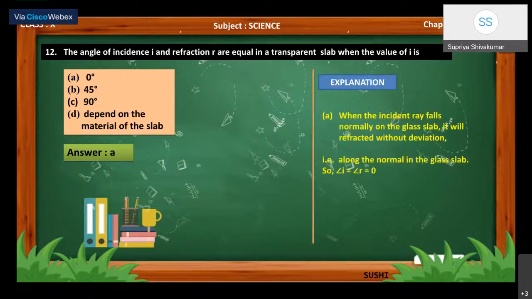So the explanation bandaga, when an incident ray falls normally on a glass slab, it will get refracted without deviation. Yavade deviation illade summe straight aagi enagutte pass agutte, when it travels from one medium to another medium. So I is equal to R yavaga agutte antadre, when I is zero, R becomes zero. So this can be calculated using Snell's law, wherein sin i by sin r is equal to a refractive index constant n, wherein that is also being given as v1 by v2. So even the context alli now idana prove madkondu helbodu.